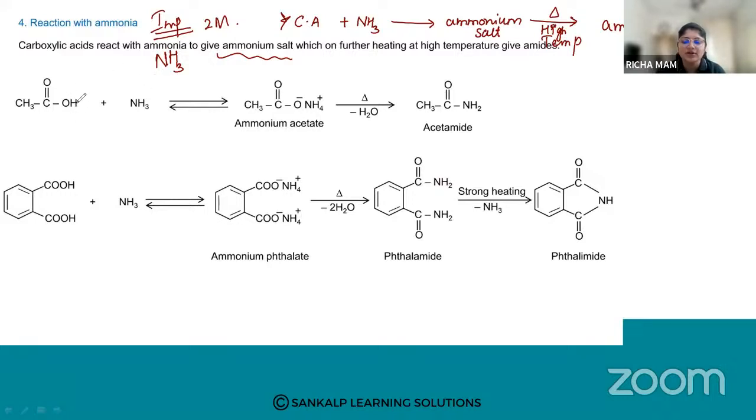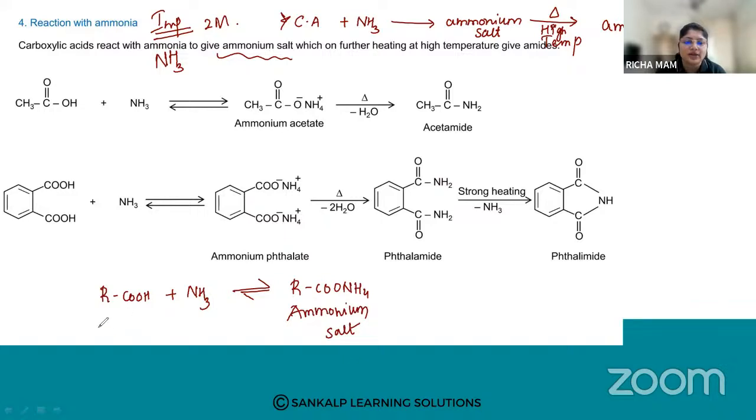So if I write it generally, RCOOH plus NH3, you get ammonium salt. This is a reversible reaction. Reversible means it can undergo forward and backward reaction, so like this will be the arrow. What you'll get is RCOO, where your H will be replaced by NH4 plus. So this is my ammonium salt.